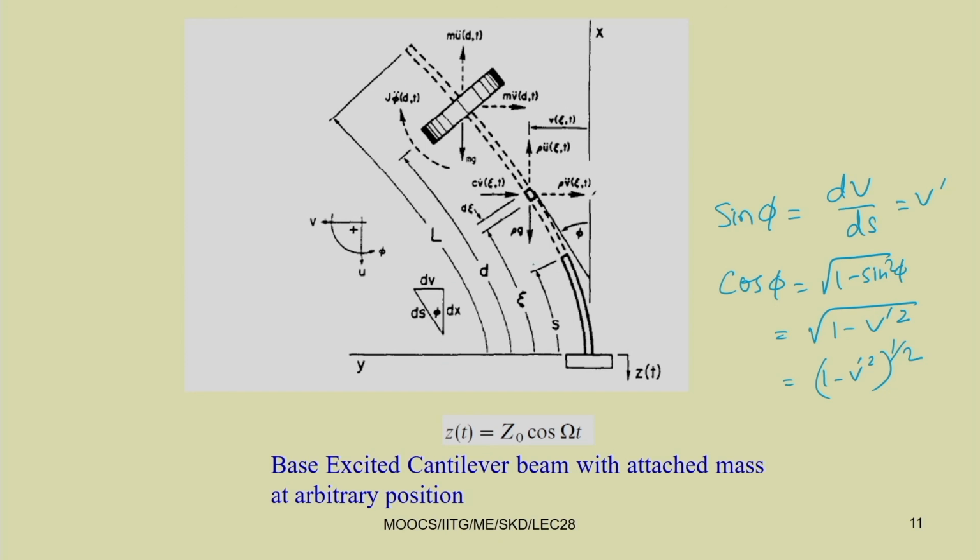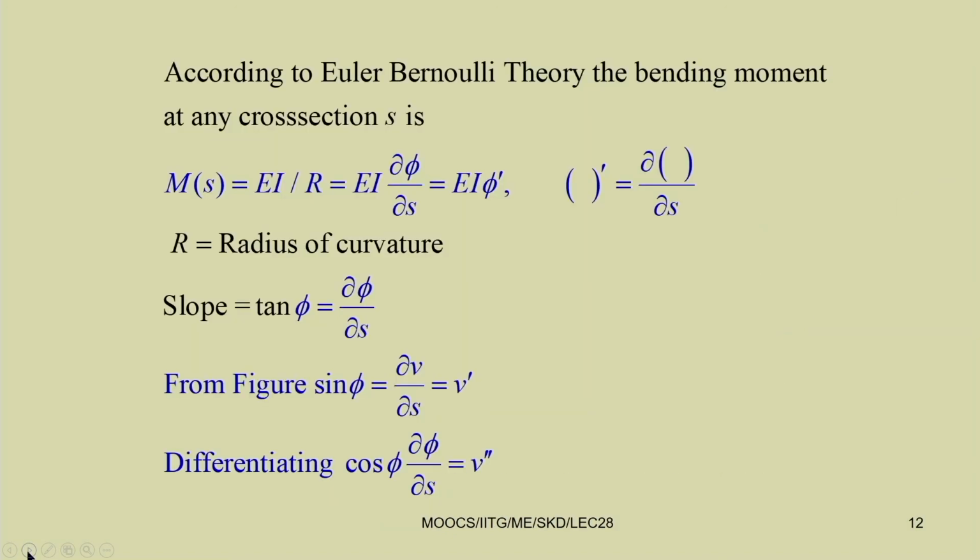When we are taking a small element, we can see that along this x direction, let us take this distance to be dx. So, ds is along the beam, and dv is the displacement in transverse direction. So, from these things we can write sin phi as dv by ds, or v dash. So, we can write this way. The beam is subjected to a vertical direction motion, that is z(t) equal to z0 cos omega t. These systems we have already seen several times.